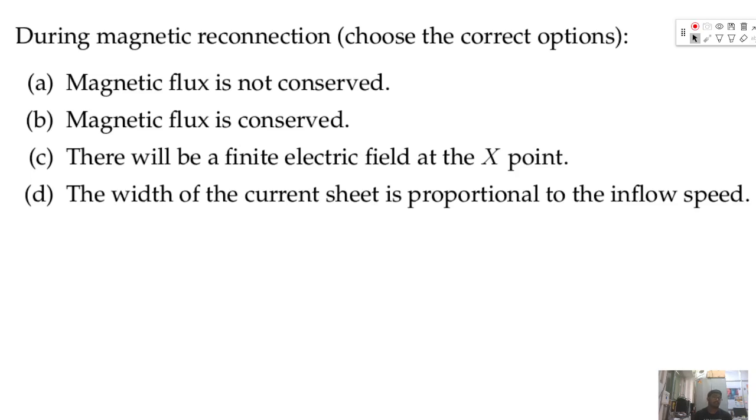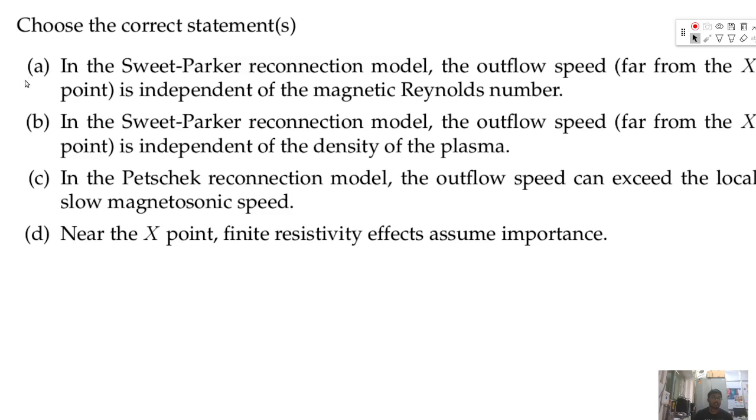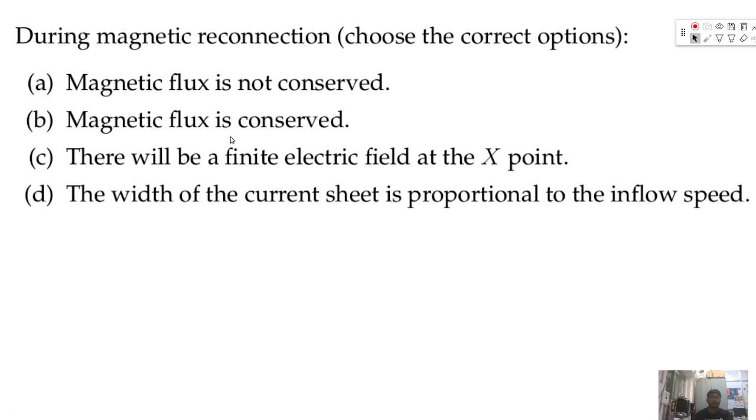But here your diffusion term is dominant in magnetic reconnection, and a one-line statement of magnetic reconnection is: diffusion is important for magnetic reconnection, but it does not mean that if there is diffusion there should be reconnection. It can happen that there is diffusion, but still there is no magnetic reconnection. Nevertheless, in magnetic reconnection, your magnetic flux will not be conserved. So the first one is correct. Then magnetic flux is not conserved, obviously.